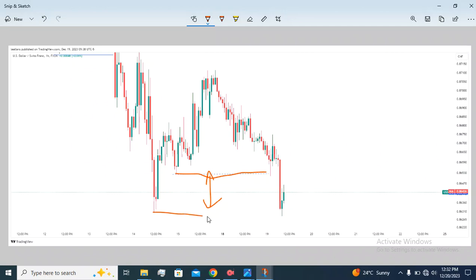So we can see this lower low was triggered, and the market rallied up to the nearest liquidity, right here. And that is for those who want to ride with the trend, because this one was an idea of riding against the trend.